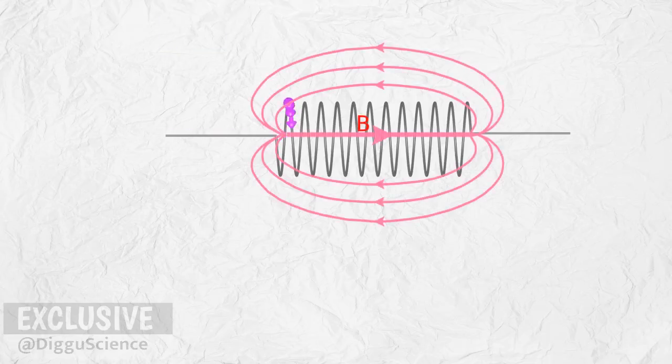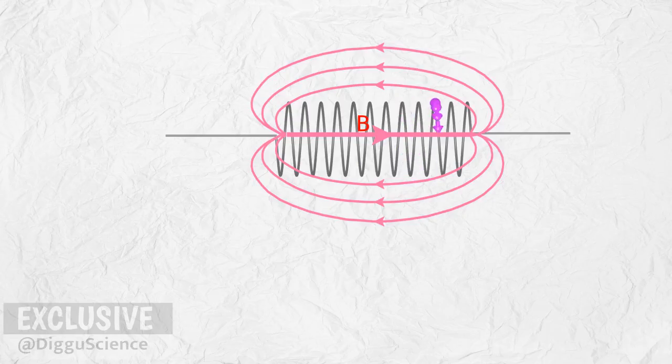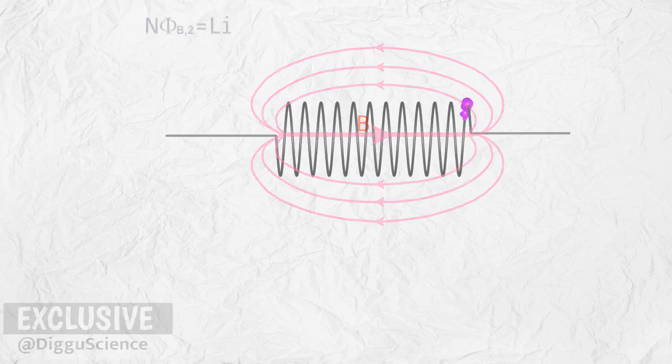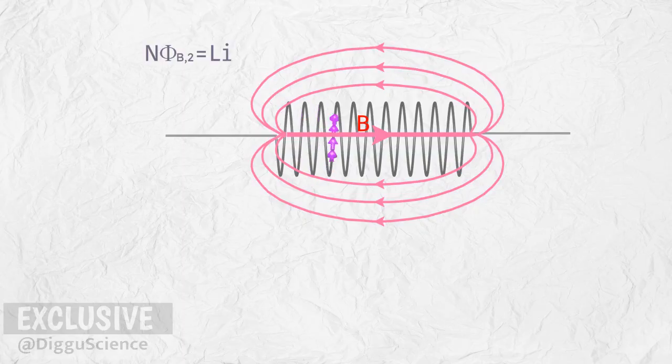Shortly after the switch is closed, current begins to flow. This current produces a magnetic field. Let's assume the magnitude of the magnetic field is B. Because the magnetic field penetrates the circular cross-sectional area, the solenoid has magnetic flux. N phi2 equals Li. The magnetic flux value changes from 0 to non-zero. A change in magnetic flux occurs in the solenoid. According to Faraday's law, a change in magnetic flux produces an induced EMF voltage.